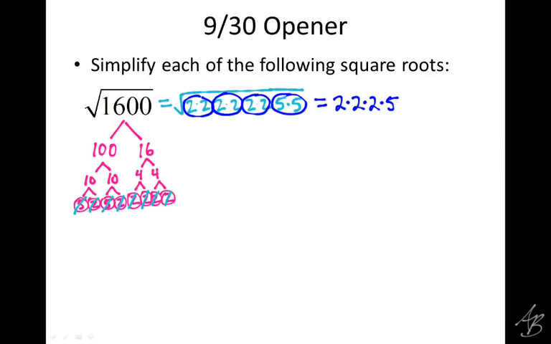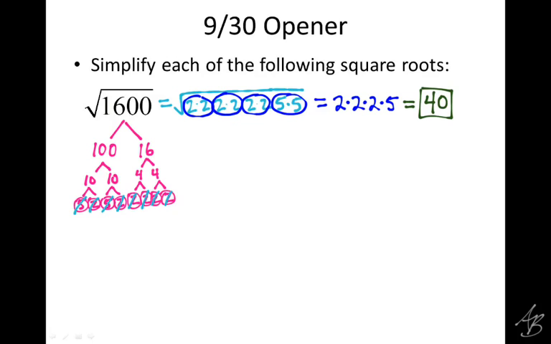All right, let's do this one at a time again. What's 2 times 2? 4. Times 2? 8. 8 times 5? 40. 8 times 5 is 40. What kind of number is 1,600? It's a perfect square.